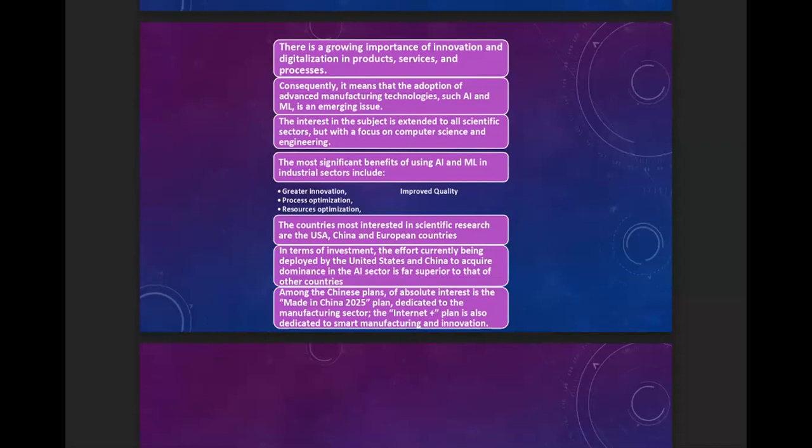Sir, we have some doubts regarding the participants. First one, how can artificial intelligence improve energy efficiency and reduce emissions?